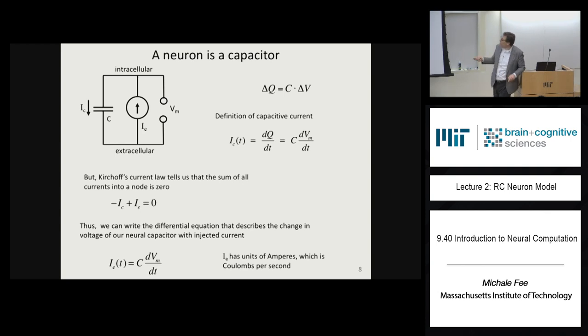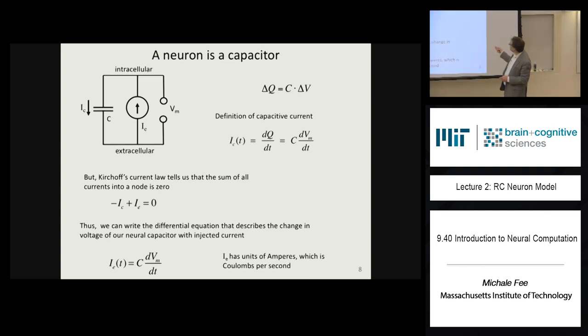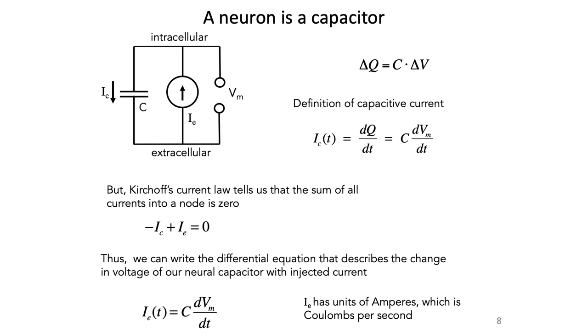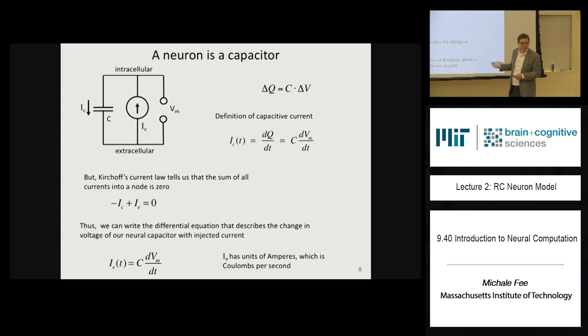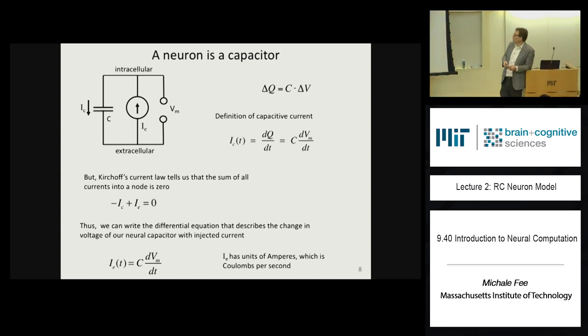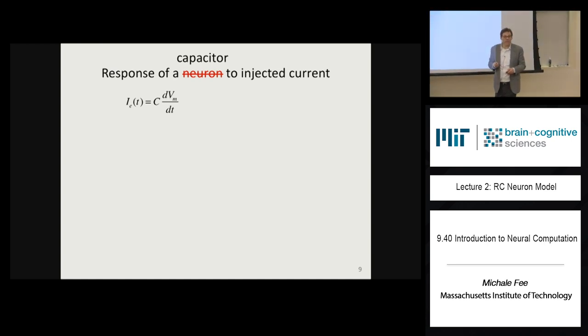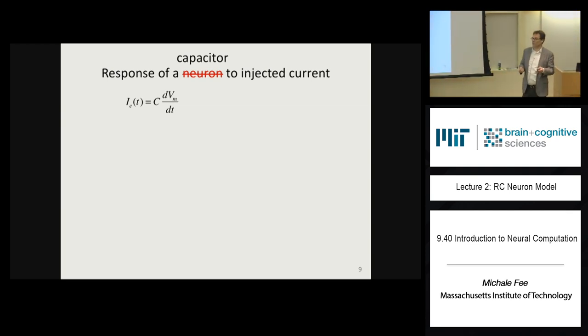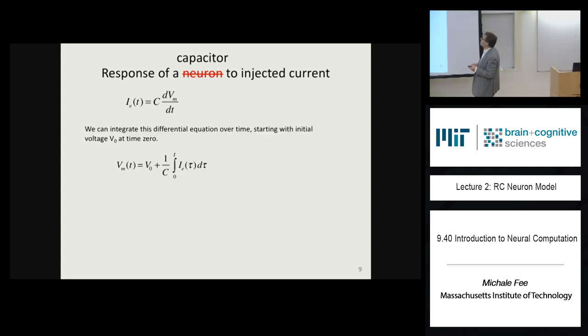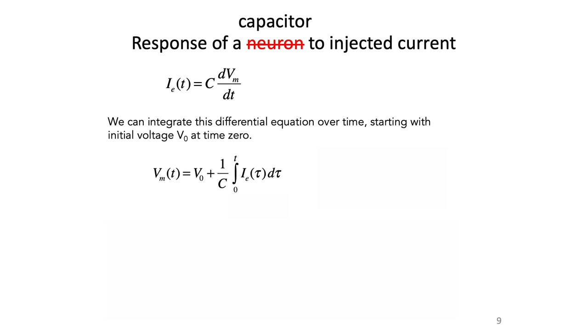Okay. So you can see that we just calculated the capacitive current. It's C dV/dt. So we can just plug that in here. And now we see this very simple relation between the injected current and the voltage. And again, the current has a unit of amperes, which is coulombs per second. Now we have a differential equation that describes the relation between current and voltage. We can just integrate it to get the solution. So the membrane potential will just be some initial membrane potential at time zero plus 1 over C integral over time of the injected current.